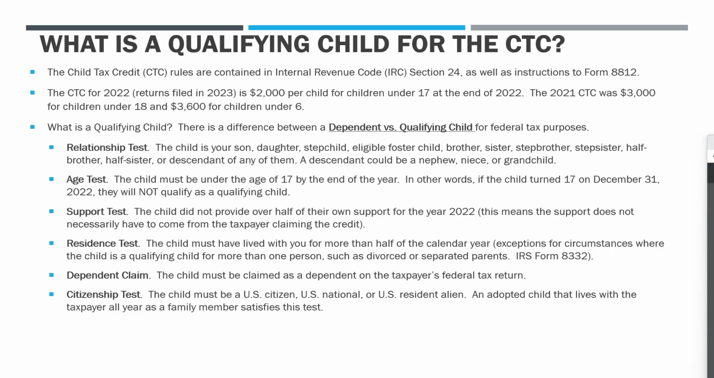And then lastly, the citizenship test. The child has to have a social security number, so they've got to be a U.S. citizen, U.S. national, or other kind of resident. And there are special rules for adopted children that live with a taxpayer all year. If it's an adopted child, let's say from abroad, they might not have citizenship or permanent residency yet. There is a carve out there, so they don't necessarily have to be a citizen or permanent resident of the United States, so long as they live with the taxpayer that's claiming them as a dependent throughout the entire tax year.